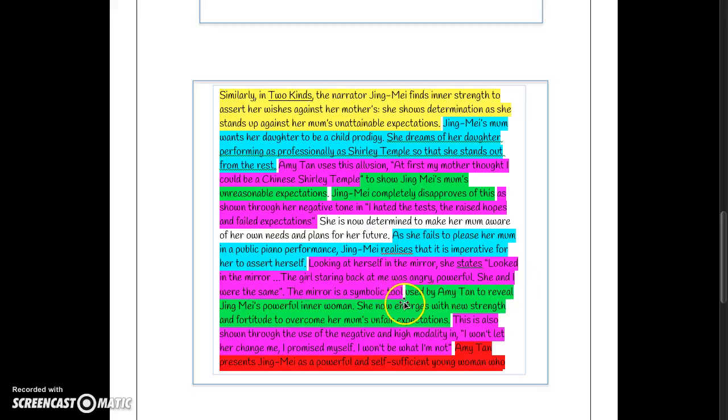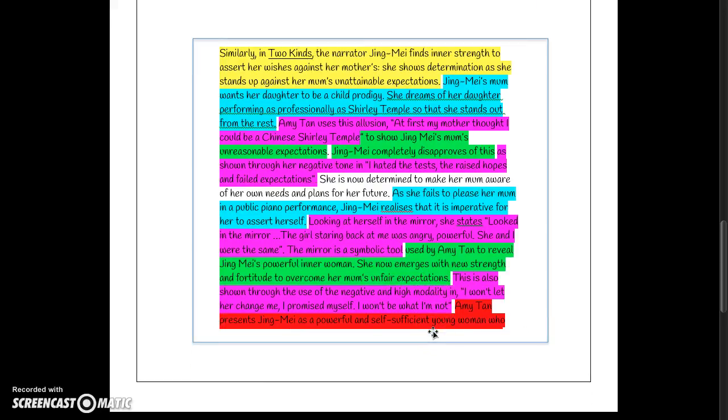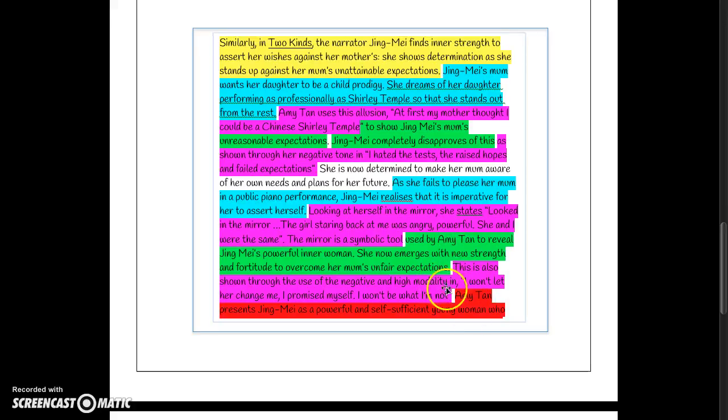The mirror, then I tried to analyze that, of course. The mirror is a symbolic tool used by the author to reveal Jing Mei's powerful inner woman. She now emerges with a new strength and fortitude to overcome her mom's unfair expectations. This is also shown through the use of negative and high modality. So I'm adding, as you can see, one, two, three, four pieces of evidence there to prove my point that she's a woman warrior.